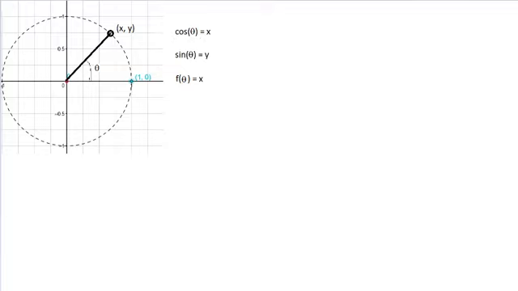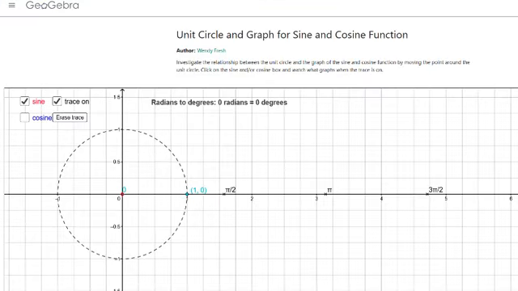All right, let's see where this goes next. And again, I now have a GeoGebra applet going. I have the unit circle, and here's my point. Right now I have it set to sine, with the trace on, and it says that at 0 radians, which equals 0 degrees, the y-coordinate is 0. So the sine of 0 is 0. And if I move on the unit circle, as I change the radians, the y-coordinate changes. Fantastic.